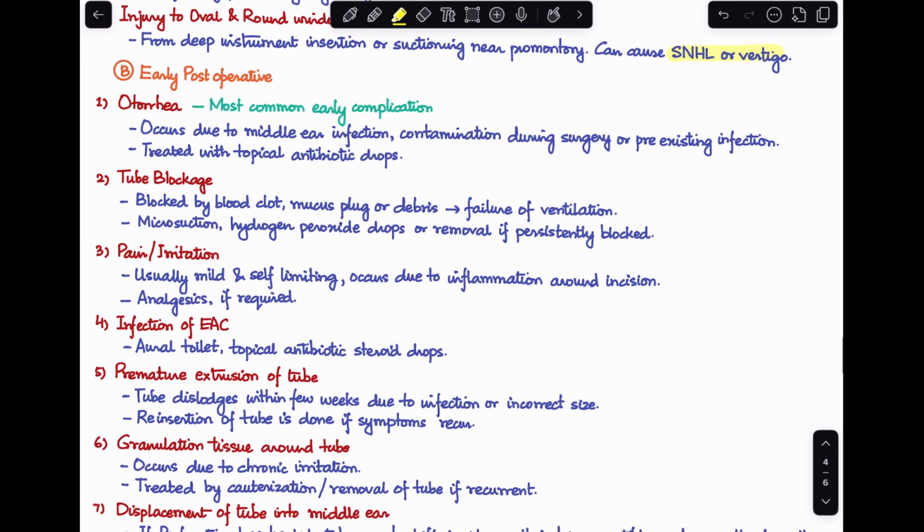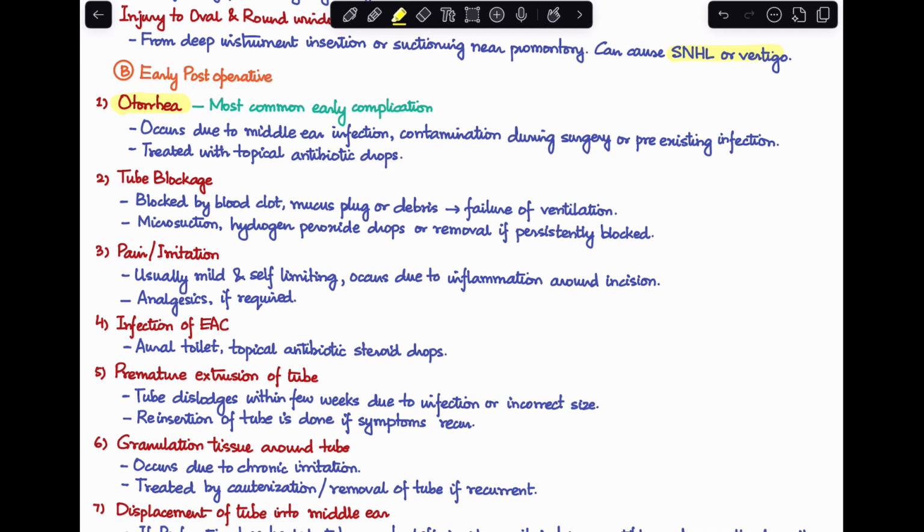Next, looking at early postoperative complications, the most common of this is otorrhea or ear discharge. This can happen because of middle ear infection, even contamination during the time of surgery if you do not maintain asepsis during surgery, or if there has been a pre-existing infection. Treatment usually involves topical antibiotic drops.